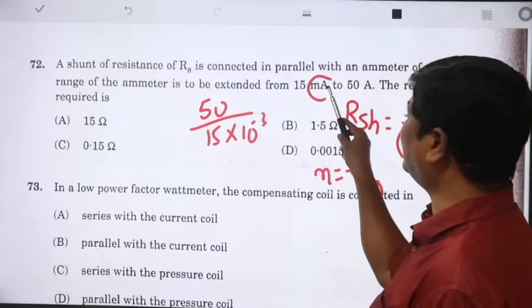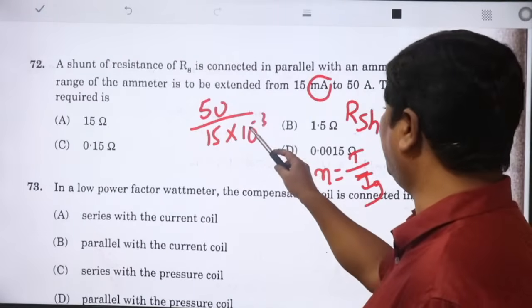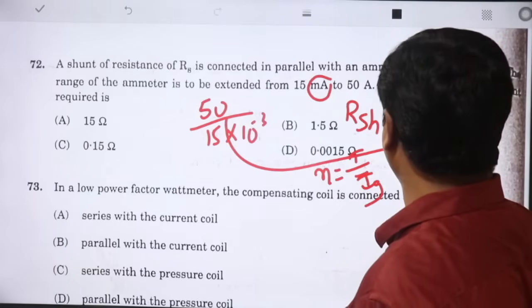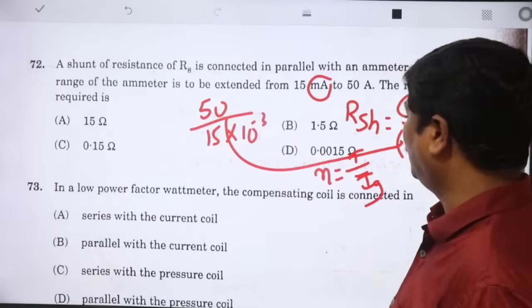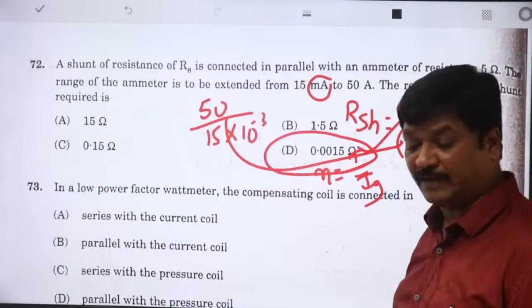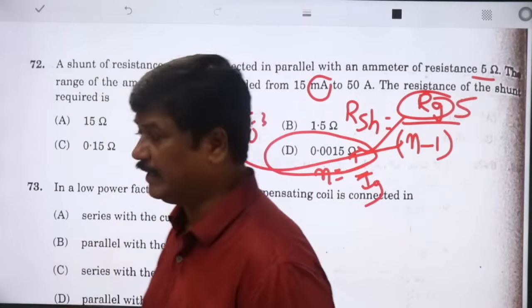Sometimes students may miss the milli also, and with that they will get some other answer. You bring this one and substitute N here. RG value is 5 ohms, you substitute 5 ohms here. After simplification, we may get 0.0015 ohms.